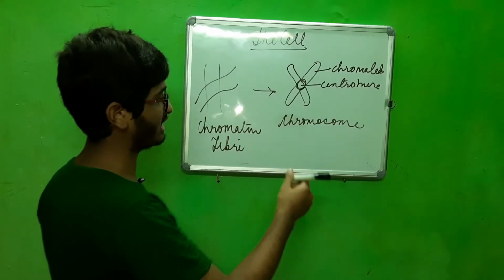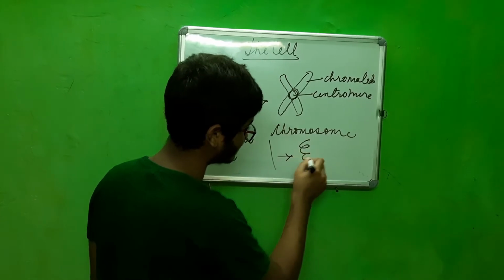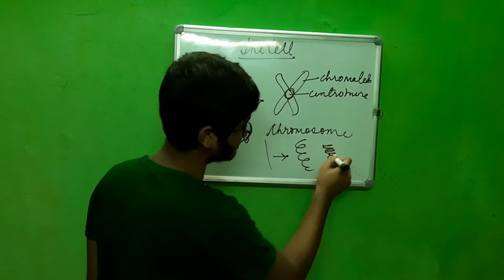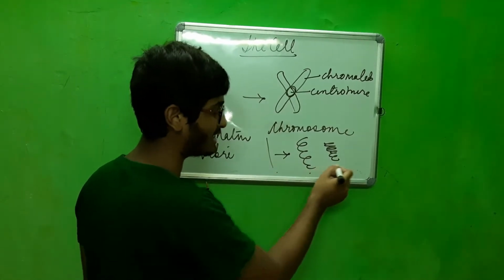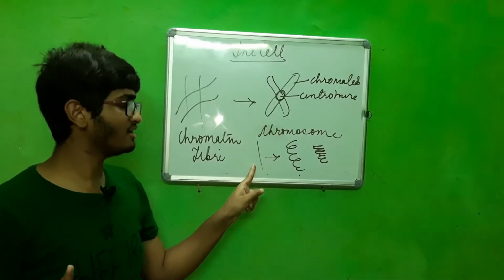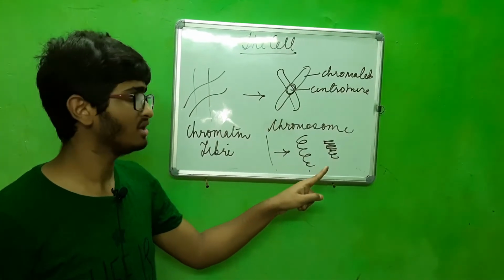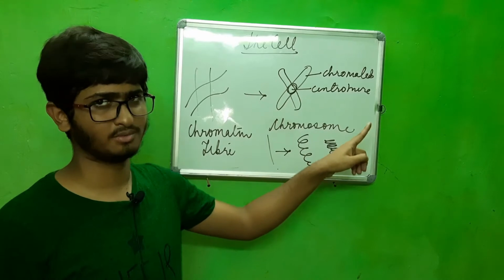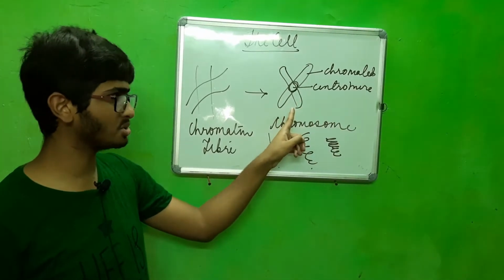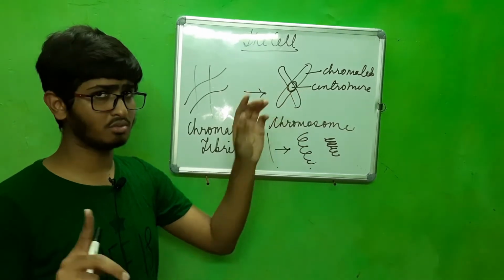Now see, what is coiling and condensing? You see, this is a thread, then it will coil like this, and then it will condense like this. So this is coiling and condensing. So at the time of cell division, the chromatin fiber gets coiled and condensed to form a chromosome. You can see the chromosome over here.